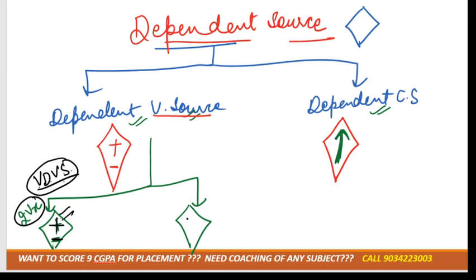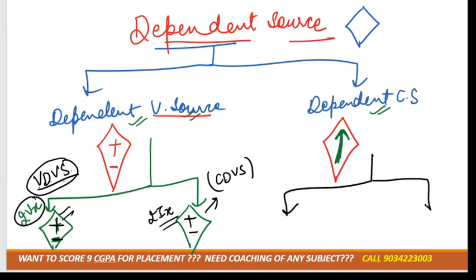Clear? Now similarly, again it is a voltage source, but it can be dependent on current. Suppose its value is 2Ix. Now tell me which source it is. Current dependent voltage source, because positive negative is there and it is depending on current. Okay, I'll also tell you how the question will be solved based on this.